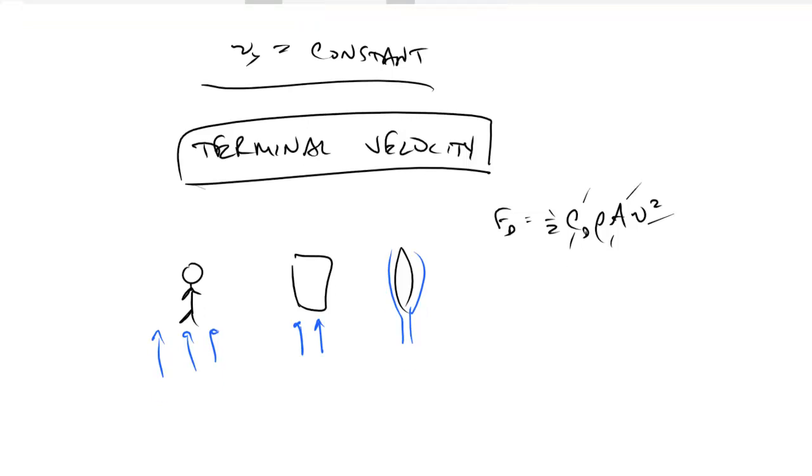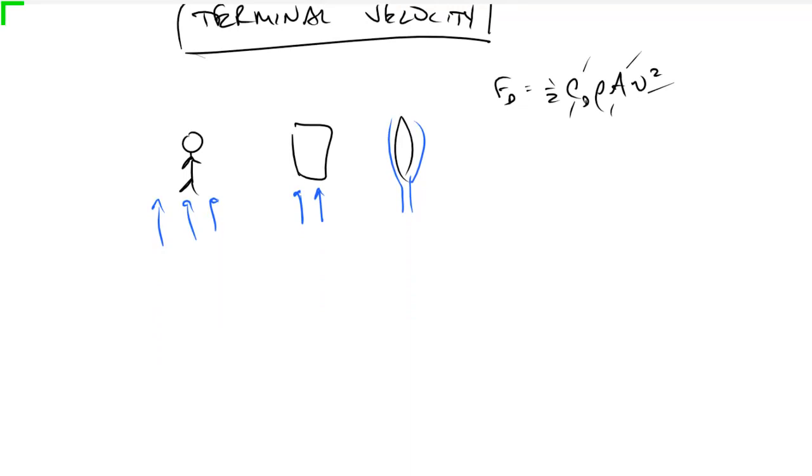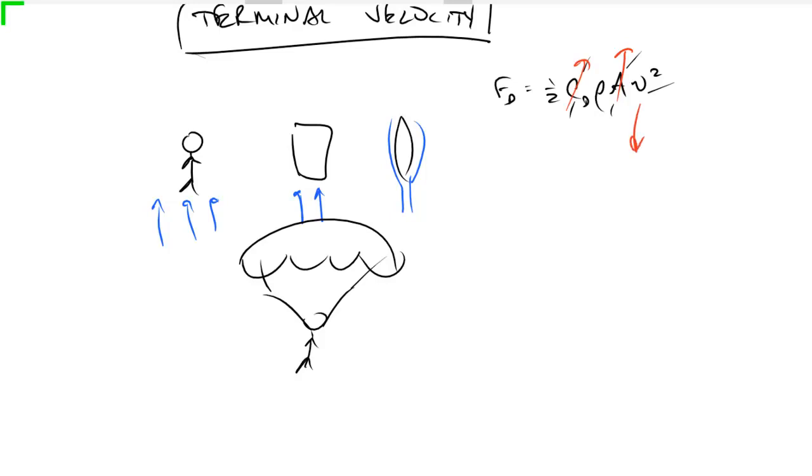Also, if you wanted to slow down, the way that we typically would do this is to open up a parachute. So let's say you have a parachute here, something like this. Then you've increased the cross-sectional area and you've increased the drag coefficient, and so you're going to reduce the speed that you can fall at a constant rate. So terminal velocity is when this drag force equals the weight, and it would be the constant velocity at which you would fall.